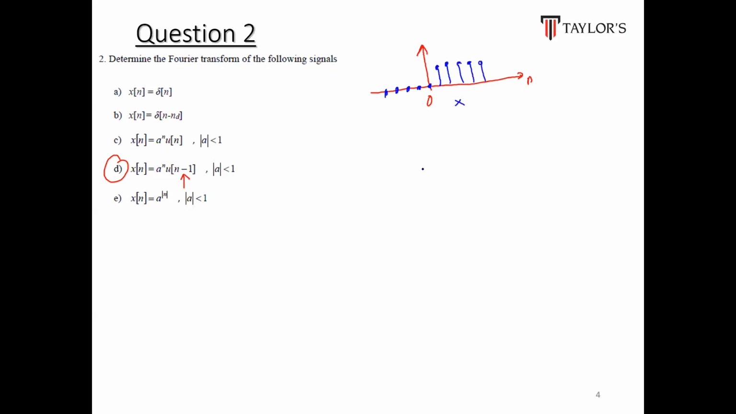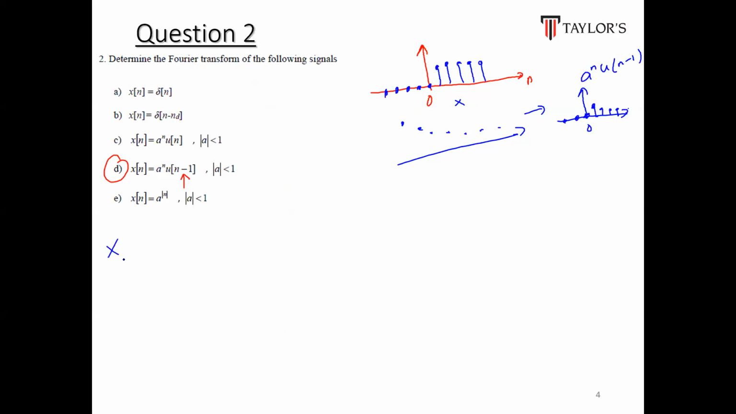So when you multiply it by the signal, you actually get the signal that starts from 1. Let's say this is 0. The signal only starts from 1. The rest are all 0. All right, so this one is a power n, u n minus 1.